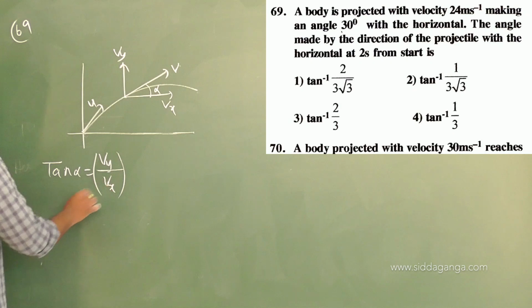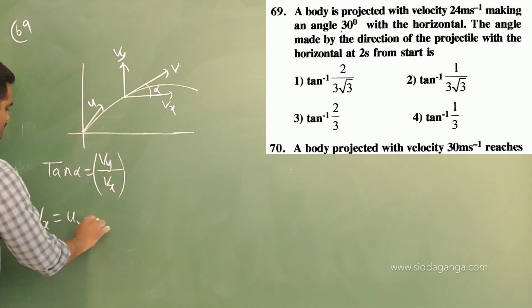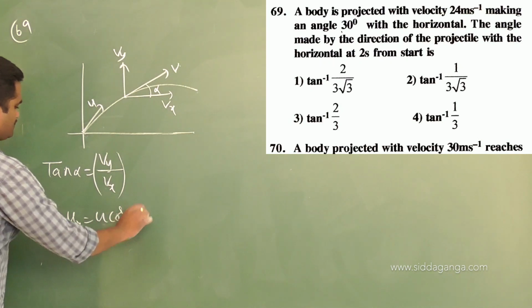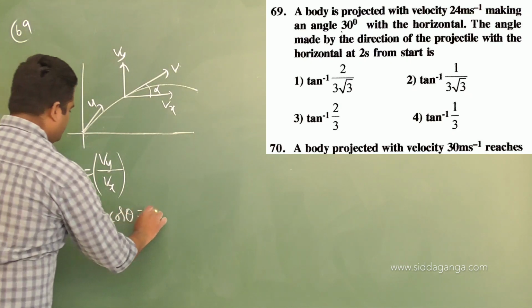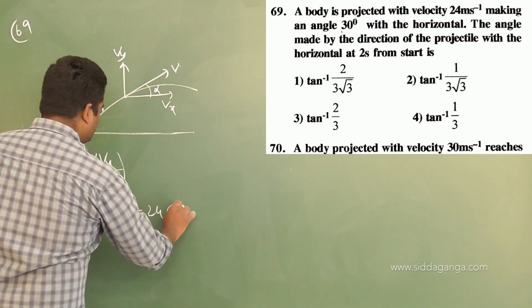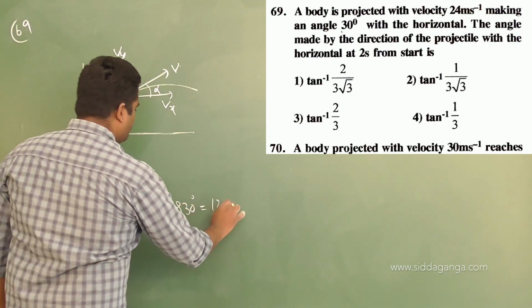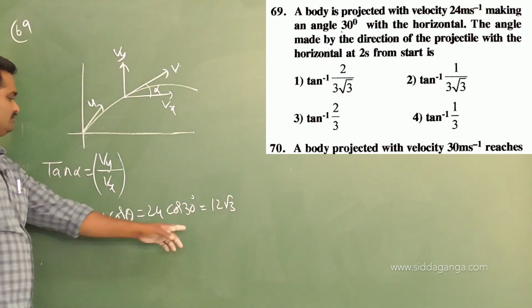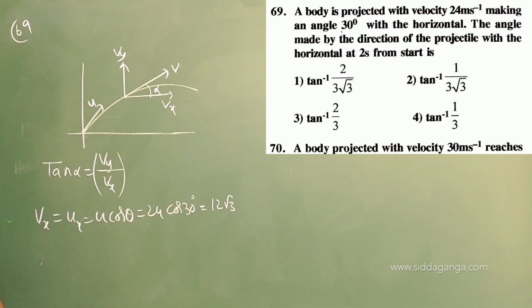So solving for this, Vx throughout the motion is Ux, that is u cos theta only. U they have given as 24, theta is 30, that's why it is 24 into cos 30. Cos 30 is root 3 by 2, so you will get 12 root 3.